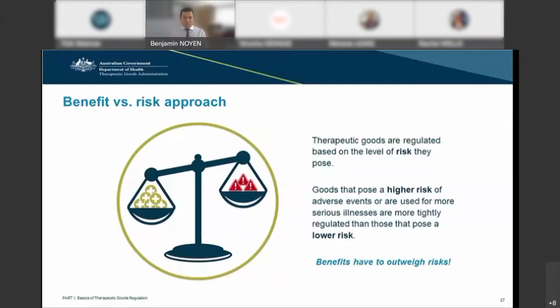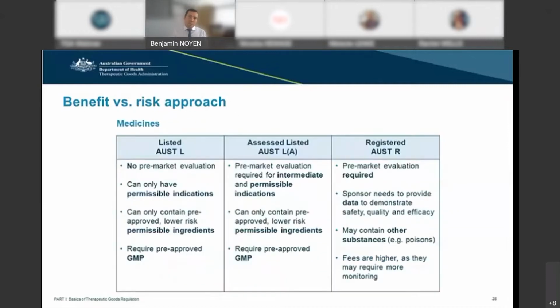When we're assessing your product for market authorisation approval, we use a benefit versus risk approach. Goods that pose a higher risk of adverse events or are used for more serious diseases, like prescription medicines, are more tightly regulated than those that pose a lower risk, like herbal supplements. Each therapeutic good will have different degrees of benefit and risk, but in all cases, benefits must outweigh the risks. Let's look at benefit versus risk in the context of medicines.